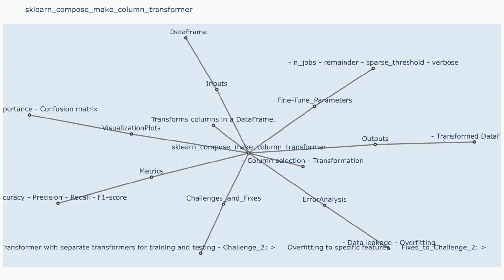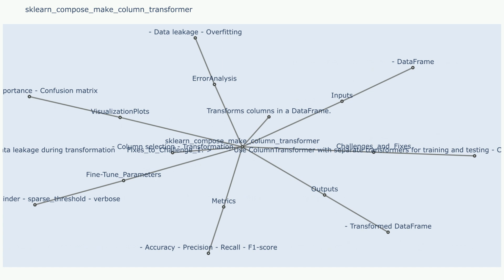Sklearn, Compose. Make column transformer. Description. A utility function that helps you build complex data transformation pipelines for machine learning models. It allows you to apply different transformations to different subsets of columns in your data.